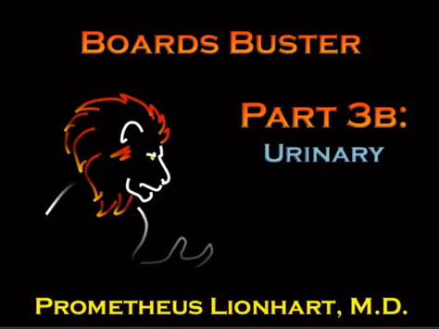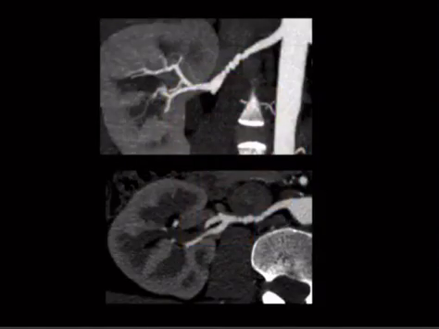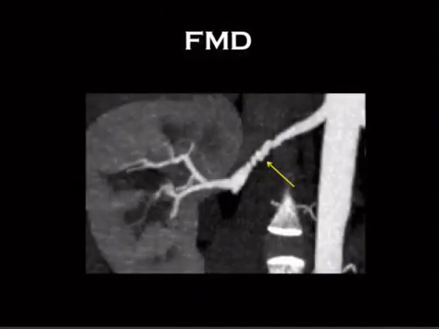All right, here we go. On to part B of the urinary series. So first case, we've got axial and coronal views centered on the kidney, specifically the renal artery, and we've got the classic beading appearance of fibromuscular dysplasia. This is pretty straightforward, Aunt Minnie.